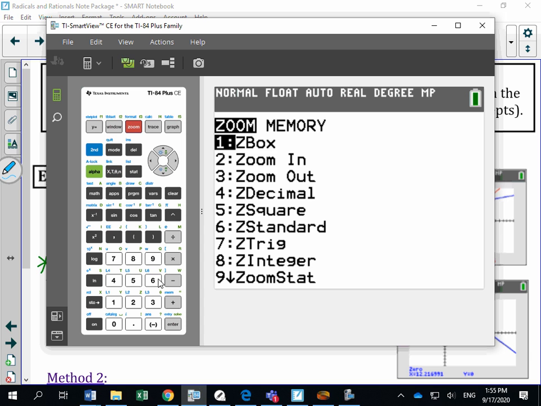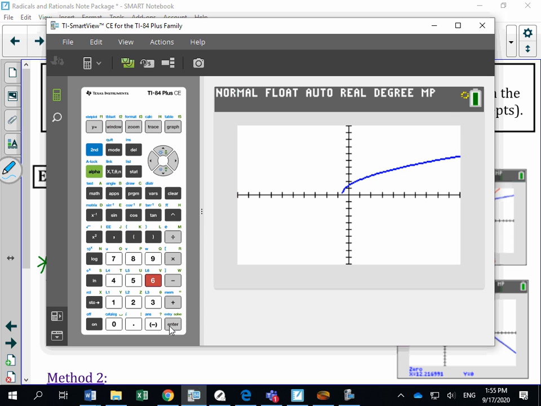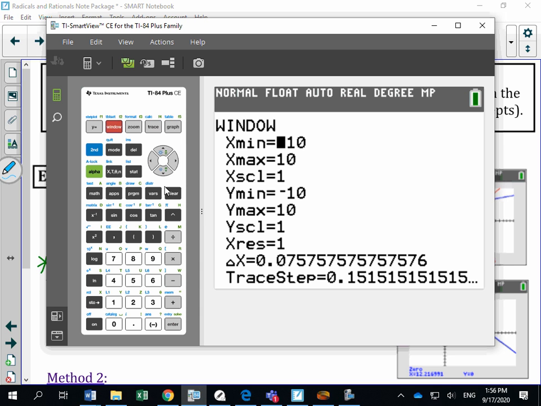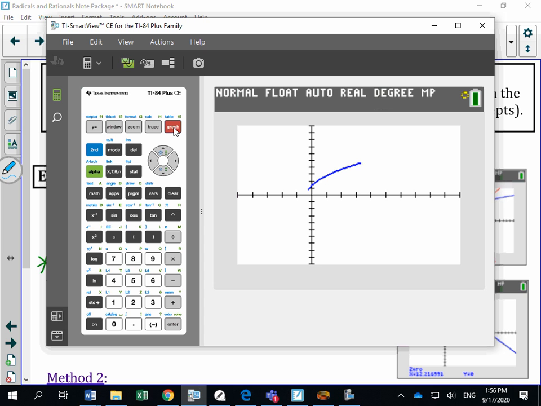I'm going to do Zoom 6 standard since I changed my window on that first question. Now my solution is actually way over here, where the two graphs are going to intersect. So I do need to change my window. Right now my window is going up to 10, so I'm going to go up to 20 for my x maximum. For the scale factor, I always take my maximum value and subtract a 0, so I'm going to set my scale factor to 2. Now when I graph, there's my radical, there's my linear.